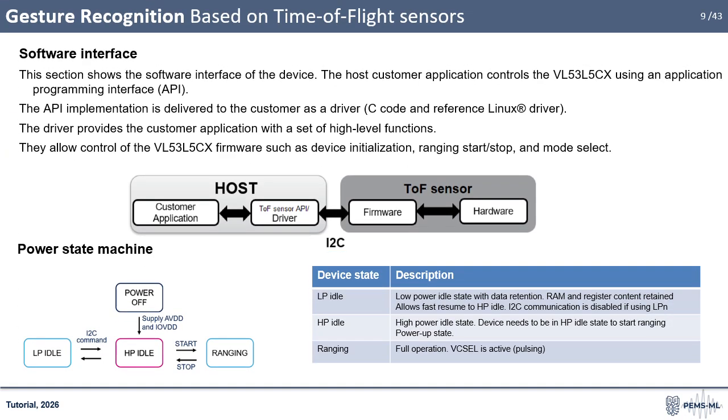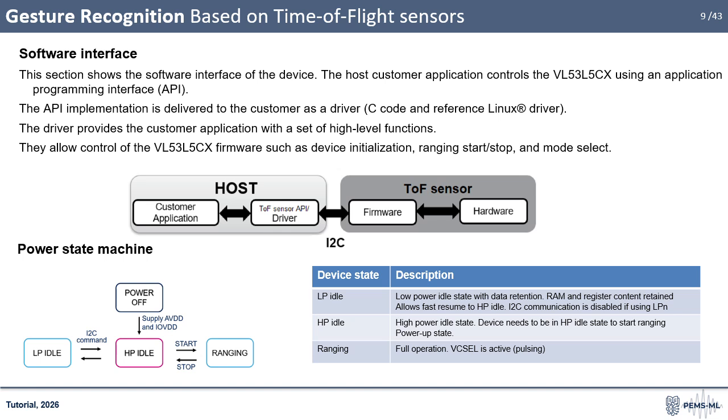From the software perspective, the sensor is controlled through an API provided by the ST Microelectronics company. The sensor itself is purely hardware, while all intelligence and control come from software. The API abstracts the sensor's internal complexity and enables developers to focus on application logic rather than low-level details. Through this interface, the software can initialize the device, control the ranging process, select operating modes, and acquire measurement data.